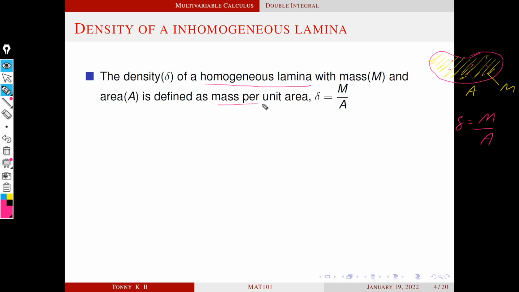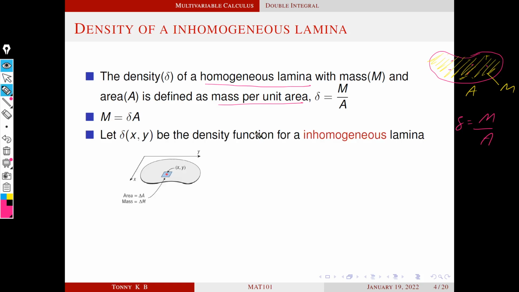Density means mass per unit area, and this density is the same throughout for a homogeneous lamina. So it is clear that we can evaluate the mass of this material. Suppose the material is homogeneous and its density and area are known, then you can easily find the mass by taking the product, density into area. This is the case for homogeneous material.